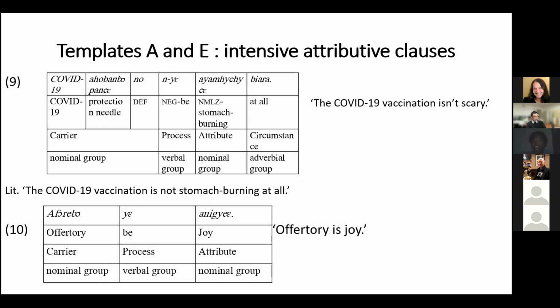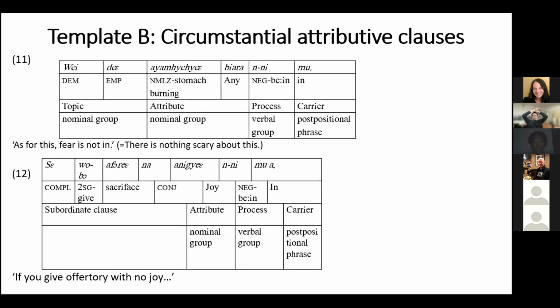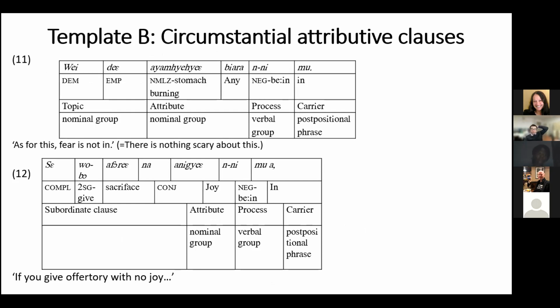So we could see that in intensive attributive clauses, the body part fear and joy expressions realize attributes. And then template B is for circumstantial attributive clauses. So here we have example 11, where there is a topic construction, and then it means ask for this. And then the attribute is realized as a nominalization. So ayemhihie, stomach burning, and then we have the process as ni, and then we have carrier as mu. So the body part fear expression in circumstantial attributive clauses also realizes attributes.